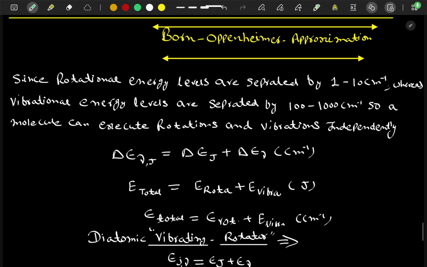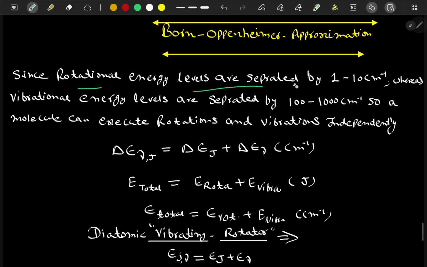We are discussing the Born-Oppenheimer transformation. Since rotational energy levels are separated by 1 to 10 centimeter inverse, whereas vibrational energy levels are separated by 100 to 1000 centimeter inverse, a molecule can execute rotation and vibration independently.